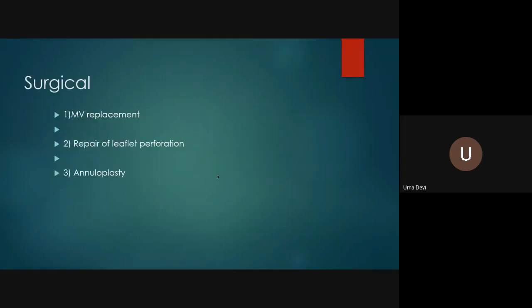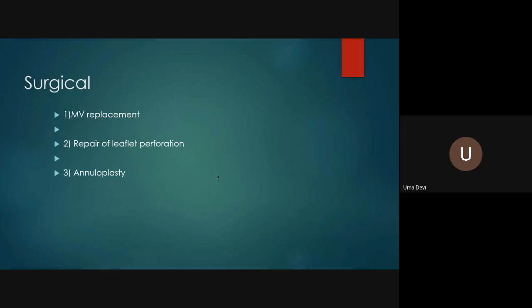Now surgical options: we have either mitral valve replacement, repair of leaflet perforation, or annuloplasty. Suppose the patient is in NYHA grade 2 or grade 3, the left ventricular dysfunction is not so severe and the patient will tolerate the procedure, then the ideal is always repair of the leaflets, or if there is annular dilatation, annuloplasty can be planned.